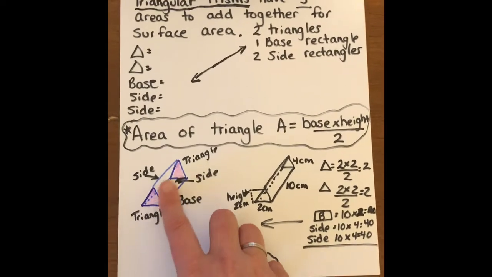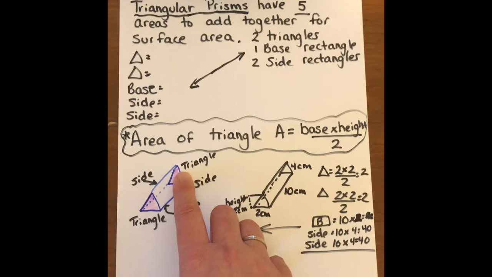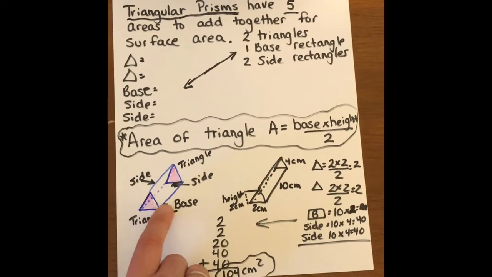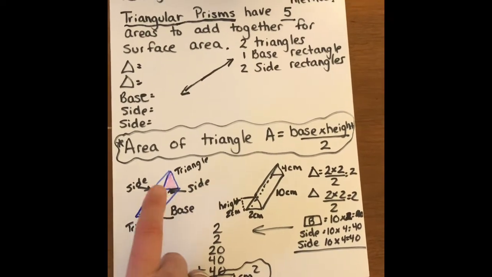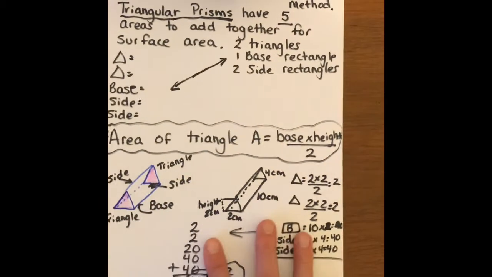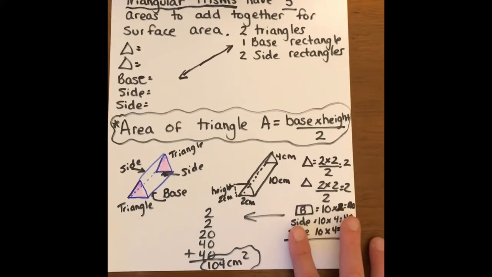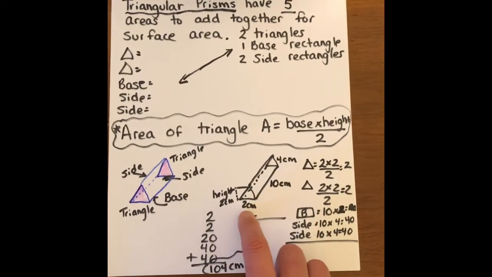So this is a triangular prism. If you look at it, there's 2 triangles, one on each side. Those are called the bases. There's a bottom rectangle down here, and then there's 2 side rectangles that are on diagonals. Okay, for this one, I kind of gave you some dimensions. You cannot use the circle method for this. So look at your triangles.